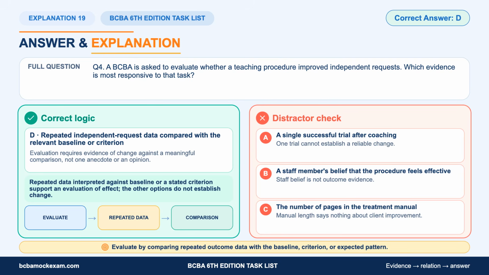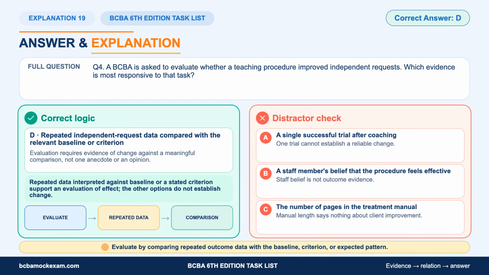The evidence supports D. Repeated independent request data compared with the relevant baseline or criterion. Evaluation requires evidence of change against a meaningful comparison, not one anecdote or an opinion. Repeated data interpreted against baseline or stated criterion support an evaluation of effect. The other options do not establish change. The distractor quietly assumes that the most positive-looking data point is not automatically an evaluation.